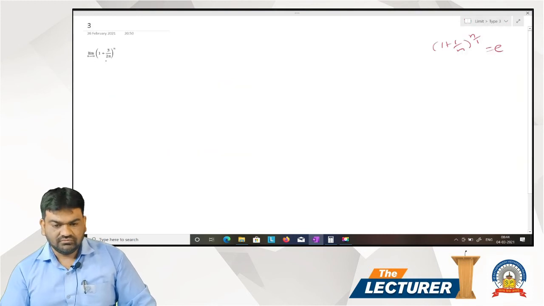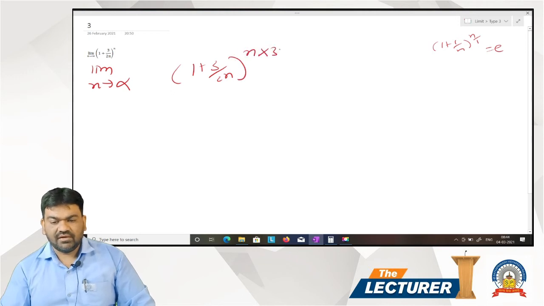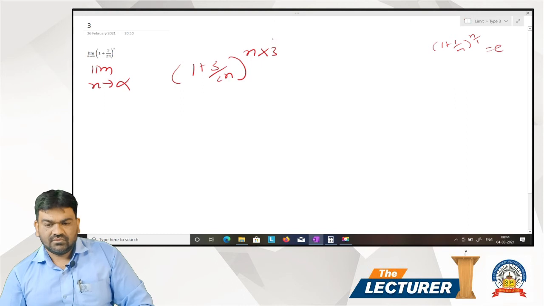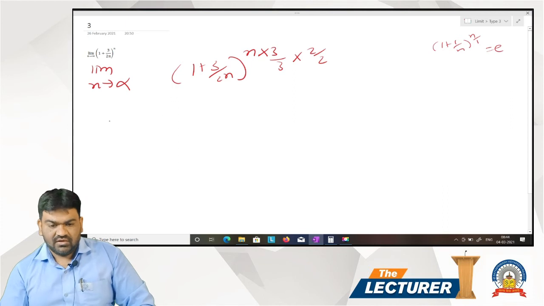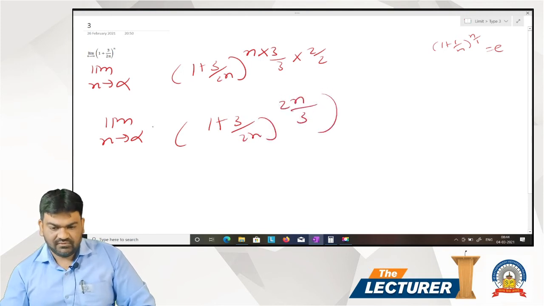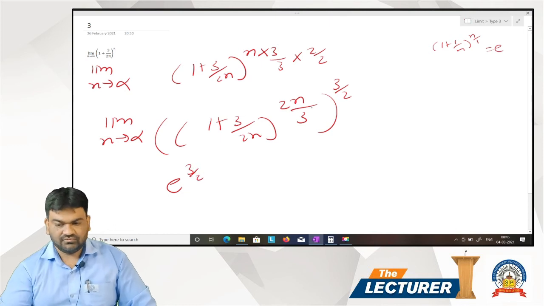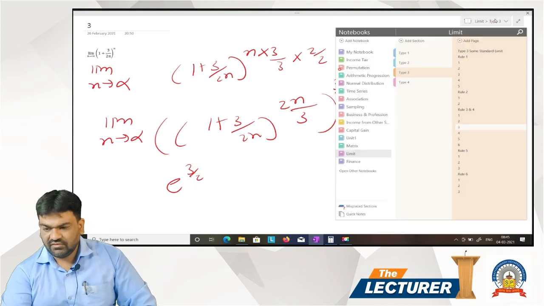Next, fifth. Limit n tends to infinity, (1 plus 3 upon 2n) raised to n multiplied by 3 divided by 3, 2 divided by 2. Limit n tends to infinity, (1 plus 3 upon 2n) raised to 2n divided by 3, so 3 divided by 2. The limit of this we know, that is e raised to 3 by 2. This is your answer.